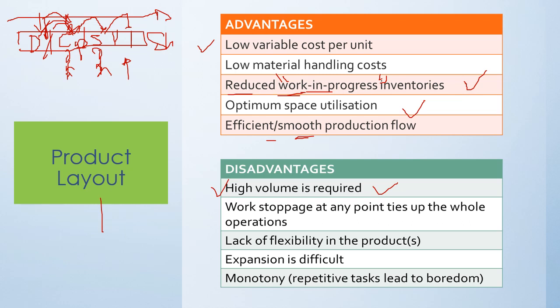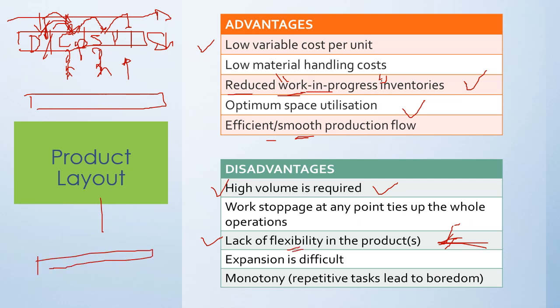Okay, lack of flexibility. Lack of flexibility here means variety of output is lesser. Okay, kepelbagaian produk yang dikeluarkan di hujung tu tak banyak lah. So in the earlier example, I gave you only 3 types of shoes. So that is called lack of flexibility. Tak banyak variety of product because product layout can only be used when the company produces only a few types of product.